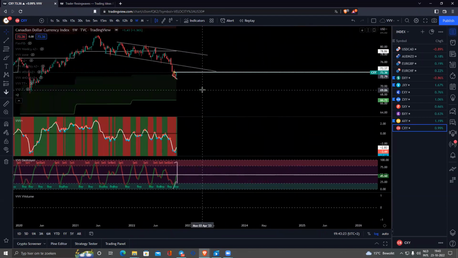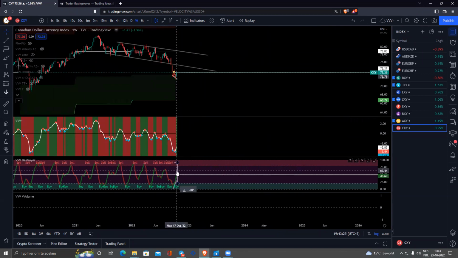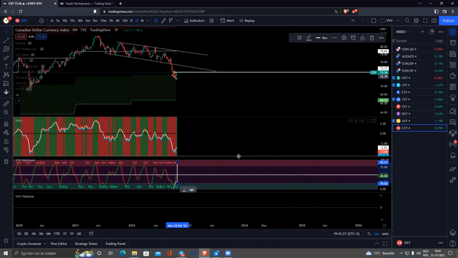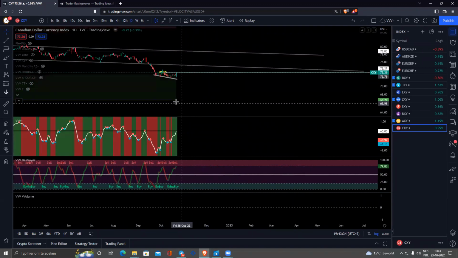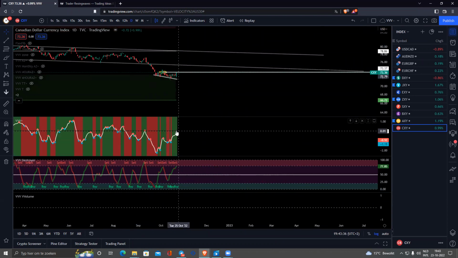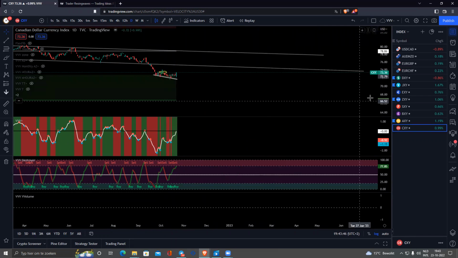Yes, the CPI is happening here. The CPI from next week is going to be interesting as well. On daily, we see the zero line breaking with this candle as a momentum.